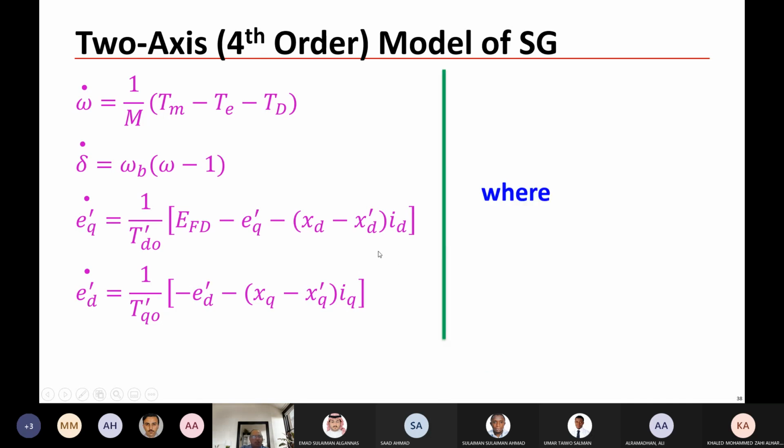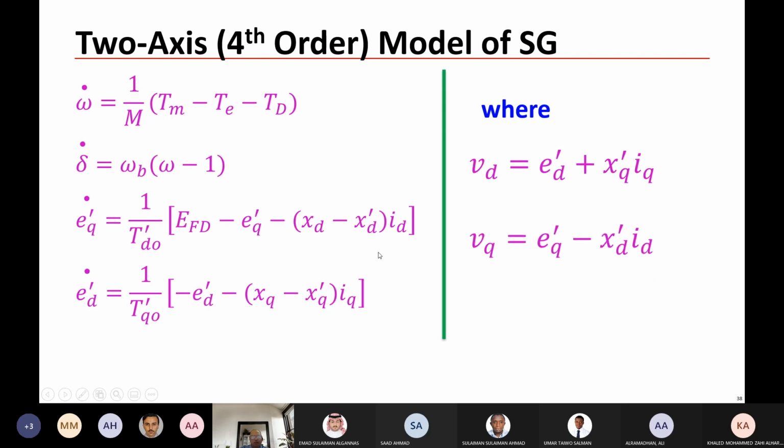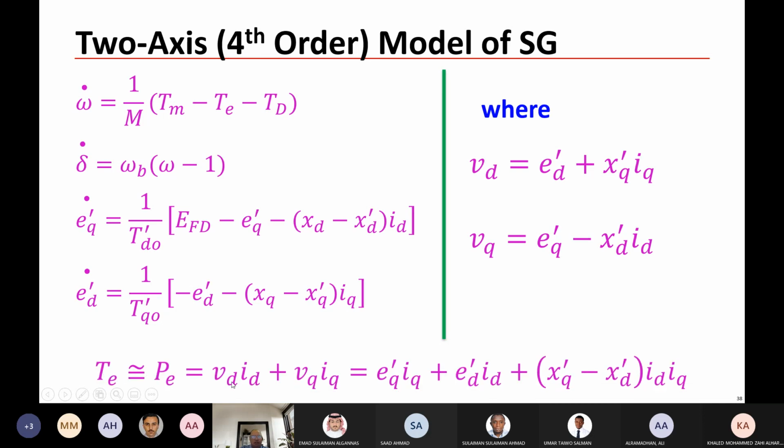These are the algebraic equations which support this model. In the third order model, VD equal to XQ IQ. But here VD equal to ED prime plus XQ prime IQ. VQ is similar to what we have in the third order model. And this is the electrical power again, equal to VD ID plus VQ IQ. You can substitute VD and VQ here, and you can get the equation out of this.